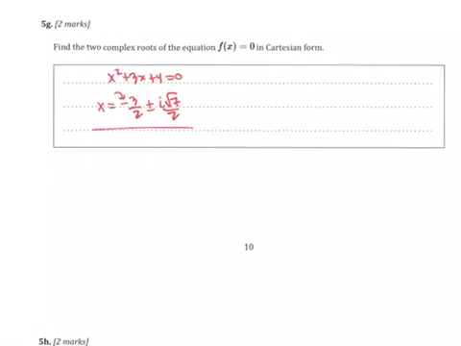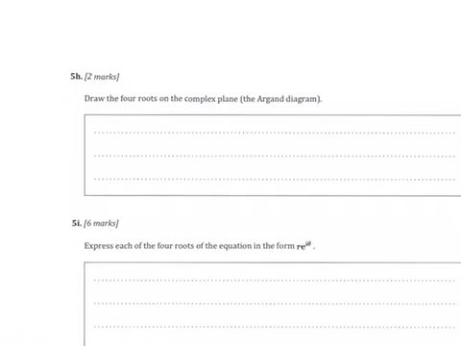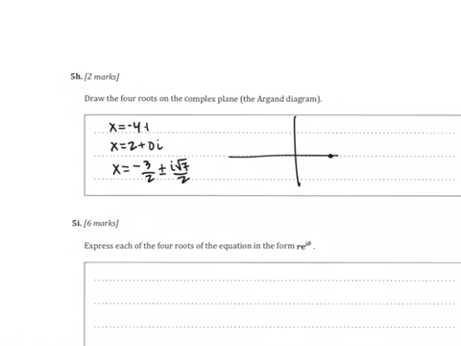So now we can move on to part F. It says draw the 4 roots on the complex plane. So our 4 roots were x equals negative 4, x equals positive 2, and x equals negative 3 over 2 plus or minus i root 7 over 2. So on an Argand diagram, what that would look like is, whoops, I got that line cockeyed there. There we go. All right, right here, since there is no imaginary component on either of those, these first 2 real roots will simply be on the real axis.